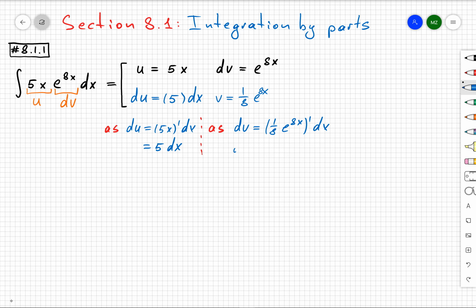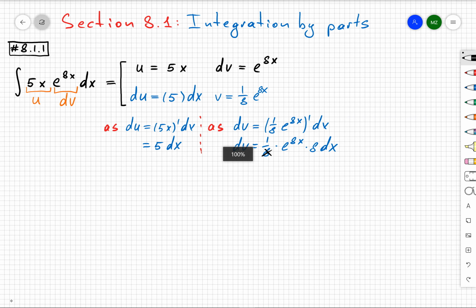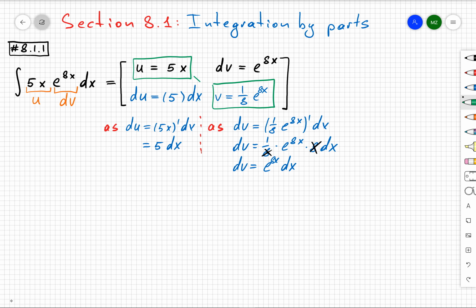And the reason why is because if I differentiate my v, I want to get e to the power of 8x back, and you can see that applying the chain rule, 8 and 1 over 8 are going to cancel out. So that's why v is equal to 1 over 8 times e to the power of 8 times x.